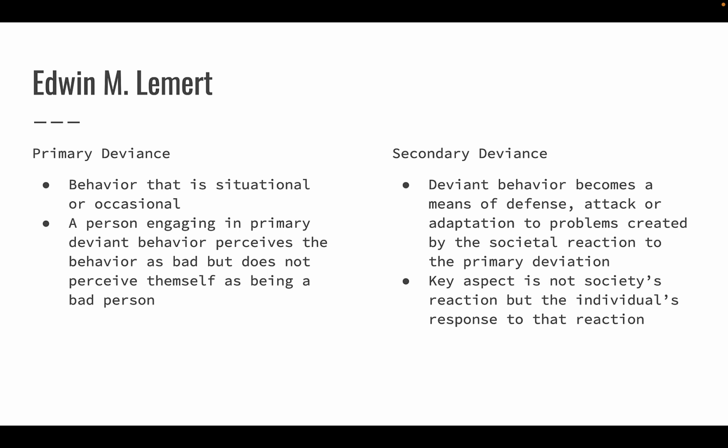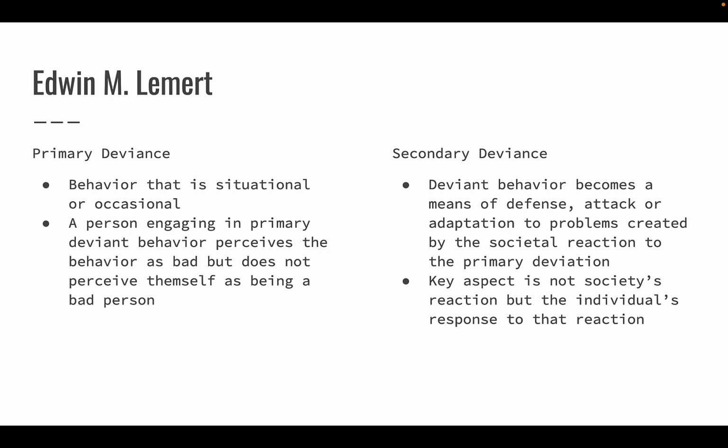Okay, so Lemert, you got primary deviance, secondary deviance. So he basically says primary deviance is a behavior that's situational or occasional, and that people use excuses or rationalizations for their deviant behavior. So this process is done through normalization or through minimal controls, which do not hinder individuals from getting along with each other. So a person engaging in primary deviant behavior perceives the behavior as bad, but they don't see themselves as bad. While secondary deviance is different.